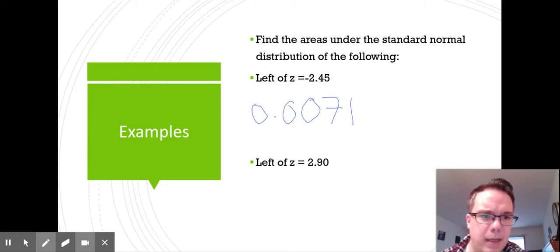So that is the proportion of the area to the left. You could also write it as 0.71%. Those would both be correct ways to look at that today.